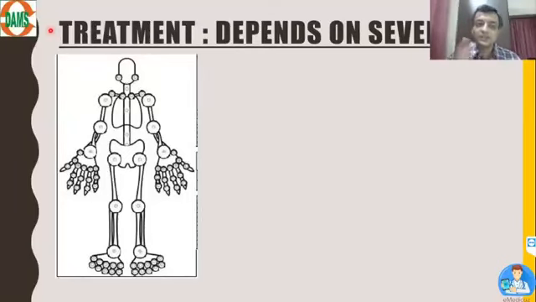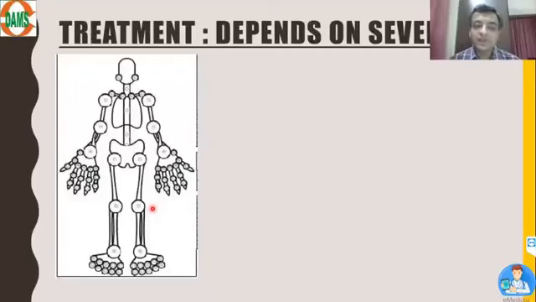After diagnosis, come to the treatment. But treatment depends on the severity. So this is a common picture that you will see in the rheumatology clinic. This is called a homunculus diagram. You will see this picture in the rheumatology clinic.